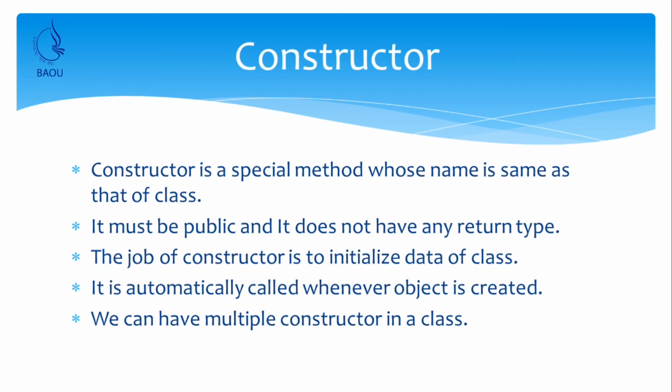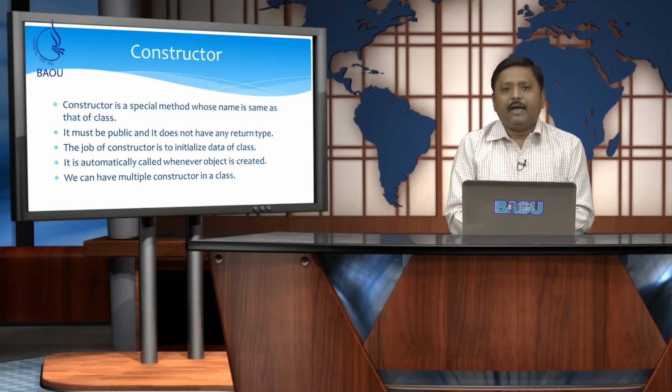So, you write new and the class name, and at that time it is automatically called whenever the object is created, and the job of a constructor is to initialize data of the class. And remember, we can have multiple constructors in a class. For example, if my class has 3 instance variables, I can initialize all 3 in a single constructor, or I can initialize 1, 2 or 3 depending on my requirement. So, we can have multiple constructors also.